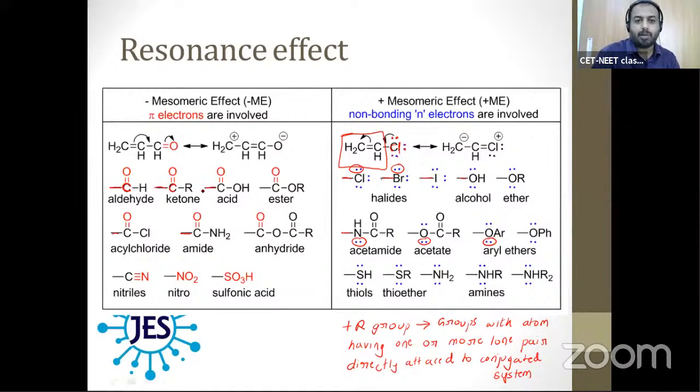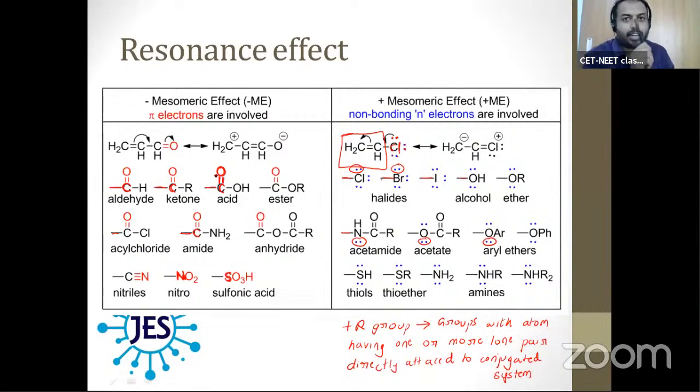Look at these highlighted atoms. Carbon here in most cases, nitrogen also, sulfur also. Okay. All those atoms which are directly connected to the conjugated system, in turn, are connected to a more electronegative atom through multiple bond.